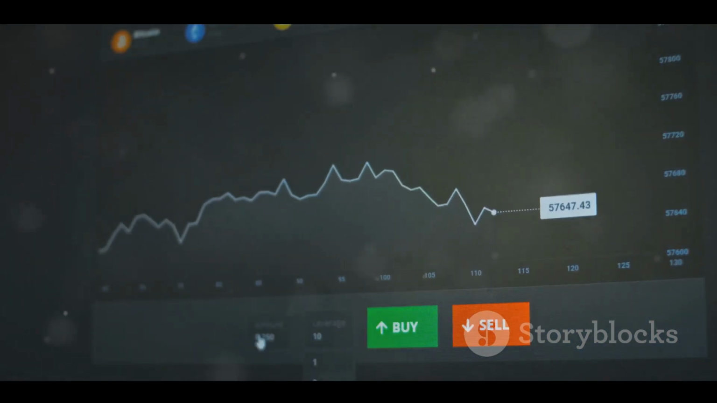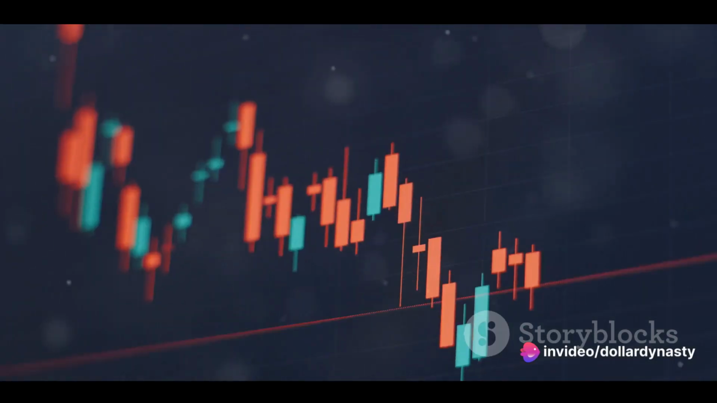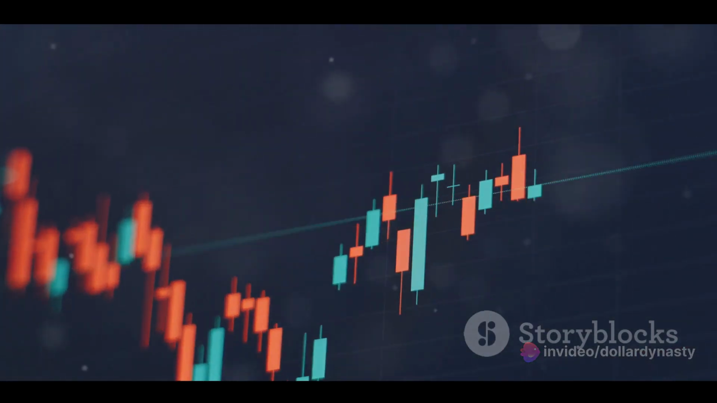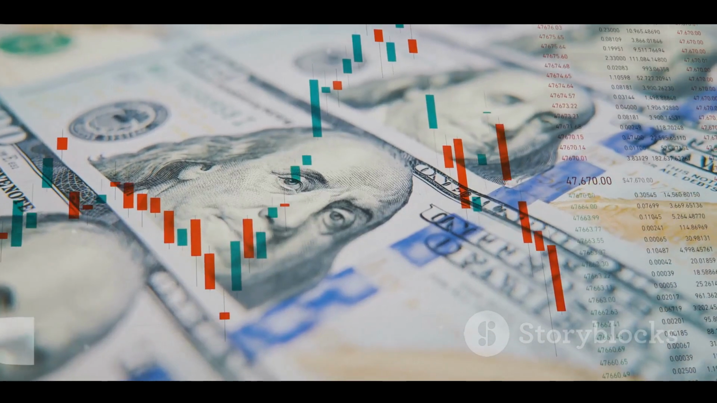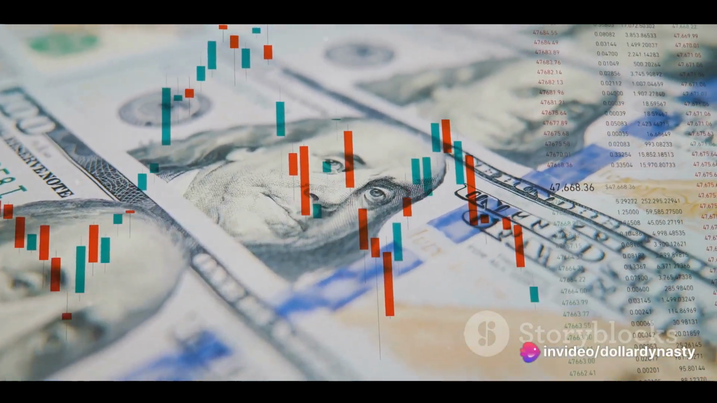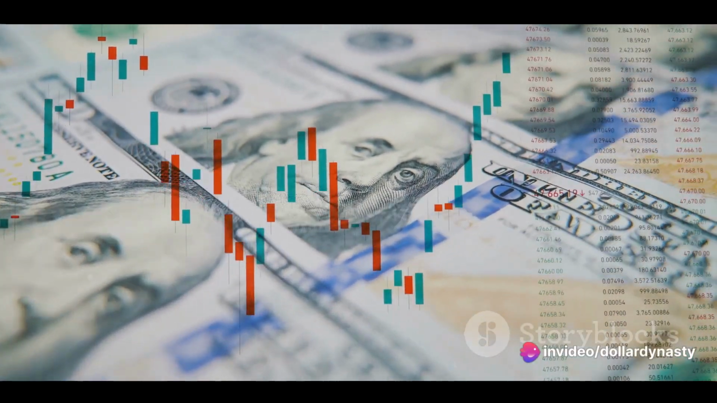Last but not least, trend lines. Simply put, they are lines drawn over pivot highs or under pivot lows to show the prevailing direction of price. Trend lines can be horizontal or sloping and give us a visual representation of trend direction. And there you have it. These patterns can provide clues about potential future price movements. And that, friends, is how you start to read the stock market's tea leaves.